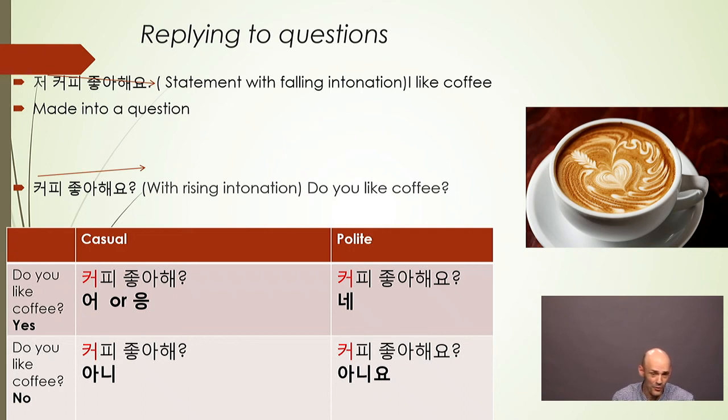And if you were to reply to that, yes, in the polite form, you just say, 네, 좋아해요. Or, 아니요, 안 좋아해요. But if it was casual, you'd probably just say, 좋아해. Or, 커피 좋아해? 아니, 안 좋아해. 싫어. 싫어해, for example.